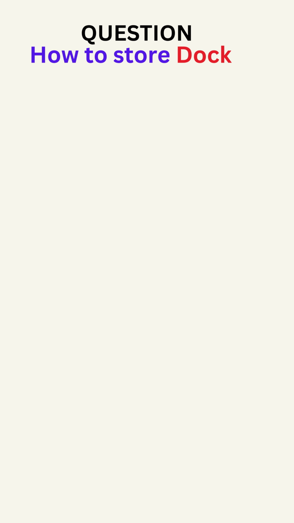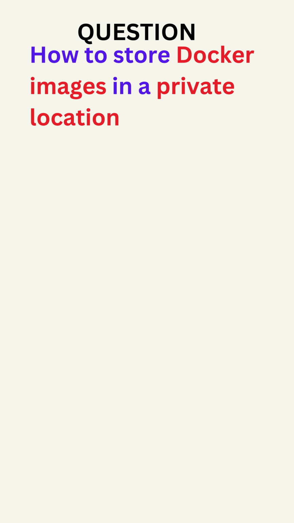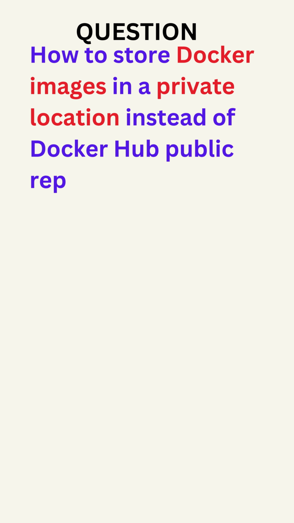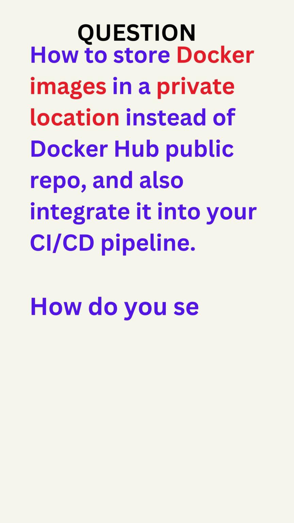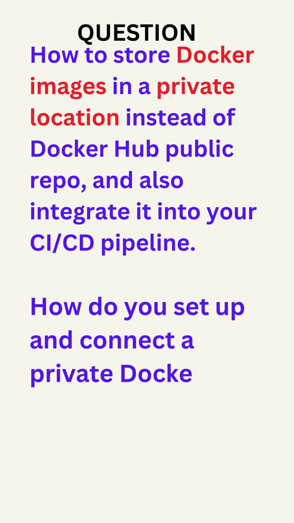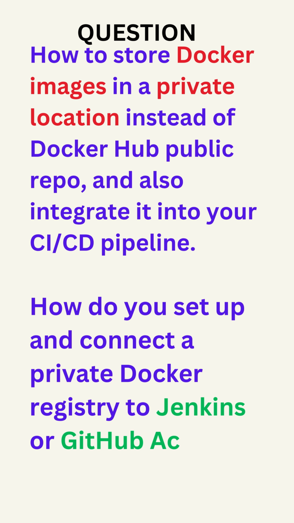How to store Docker images in a private location instead of the public Docker Hub repo, and also integrate it into your CI/CD pipeline. How do you set up and connect a private Docker registry to Jenkins or GitHub Actions?